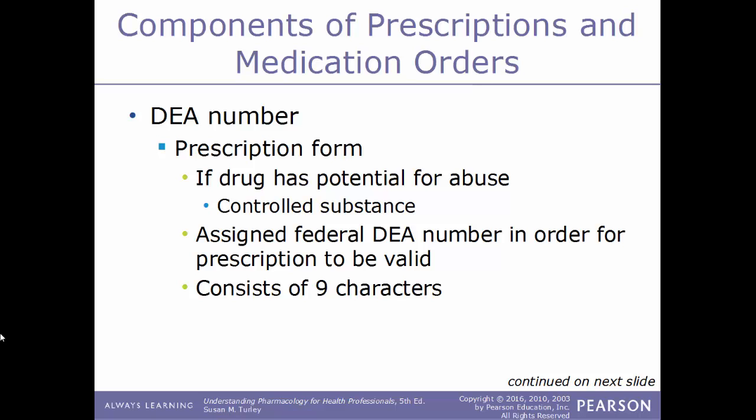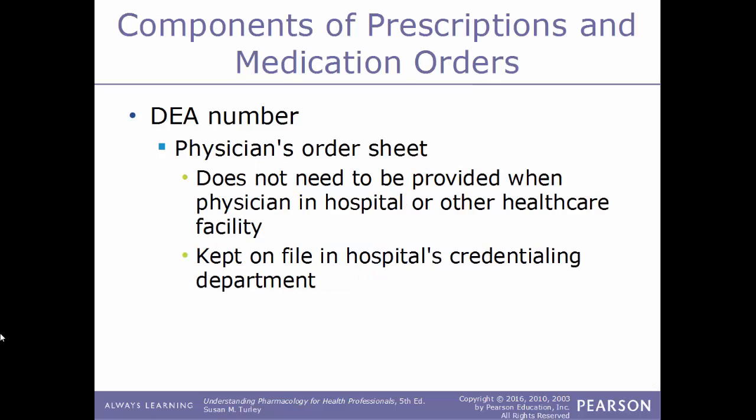of 9 characters. On the order sheet, the DEA number does not need to be provided when a physician is in the hospital or another healthcare facility, because the healthcare facility would already have that information. That information will be kept on file already by that facility's credentialing department.